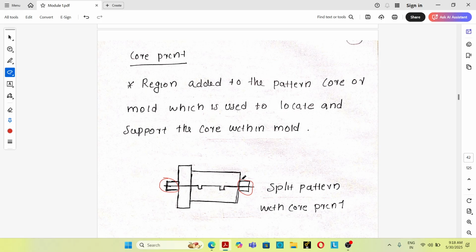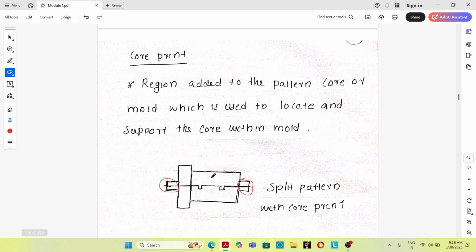What is the purpose of the core print? Core prints are projections on a pattern which is used for producing the mold cavity. The purpose of the projection is to produce a seat for supporting the mold core that is placed inside the mold cavity.